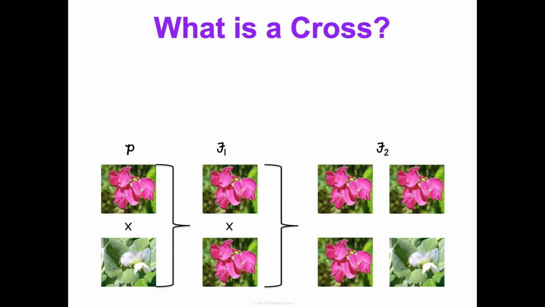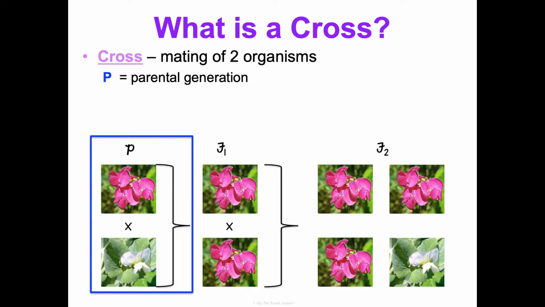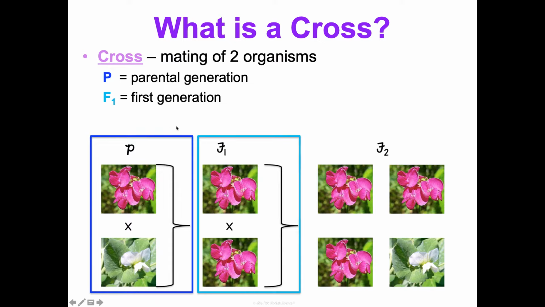So I mentioned that he was crossing the pea plants. What do I mean by that? A cross is just the mating of two organisms. So you start with your pea generation, that's your parental generation, and this is where Mendel was using purebred. So this was a purebred purple flower with a purebred white flower. And when he crossed that parental generation, he got the first generation, or the first filial generation, which would be like the kids. And he saw that they were all purple. He was like, what? I crossed purple and white. How did they all end up purple?